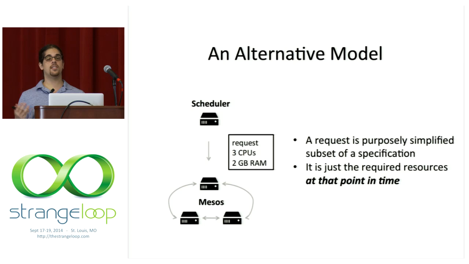So Mesos uses a different model. Its model is based on requests. When you want to run a particular task, you request that you run this task. The difference is a request represents what you want to do right now. The specification, remember, talks about the entirety of the job over its entire lifetime. So these requests are much simpler, but they still have this problem.